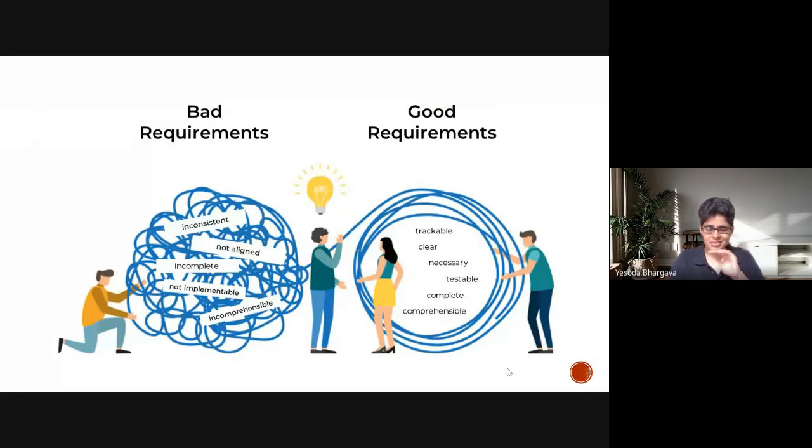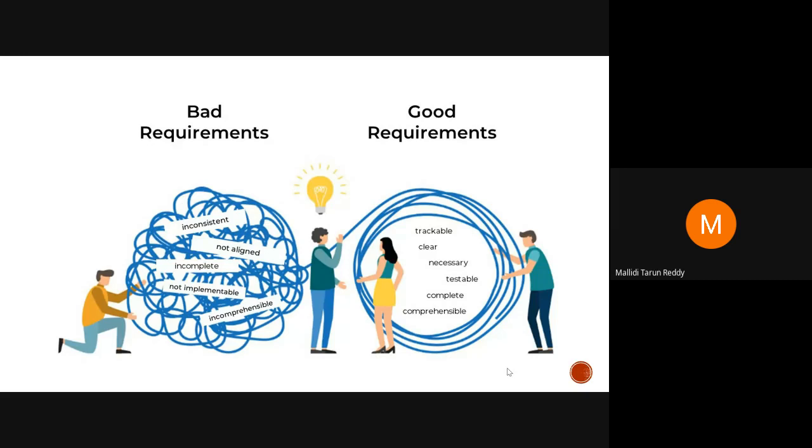So this is basically, in simple terms, the difference between bad requirements and good requirements. At first look of this diagram, what is it that you get out of it? Bad requirements appear to be gibberish, whereas well aligned requirements are kind of clear and understandable.